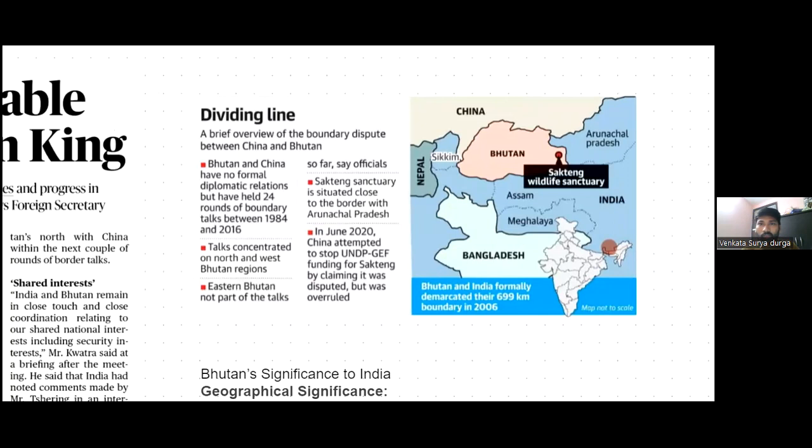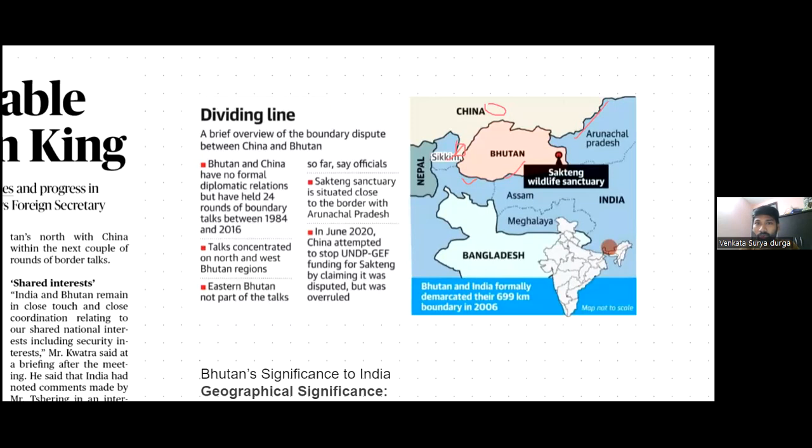This is where Bhutan is located, right? Bhutan shares a boundary with the Indian states of Sikkim, West Bengal, Assam, and Arunachal Pradesh. This is where China is located, and this is the Doklam Tri-Junction, where India, Bhutan, and China share a border. And the Doklam conflict in 2017 also resulted in a standoff between these two nations.